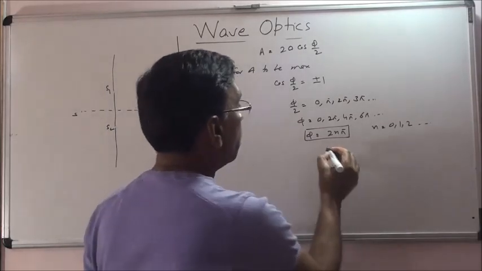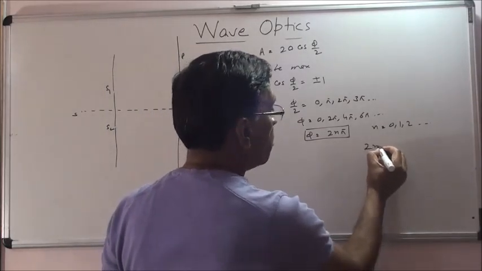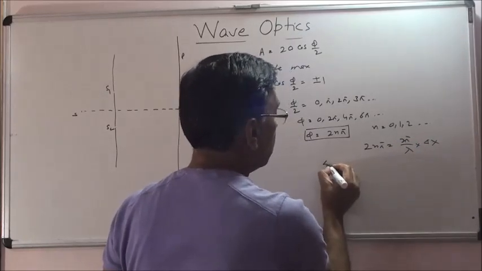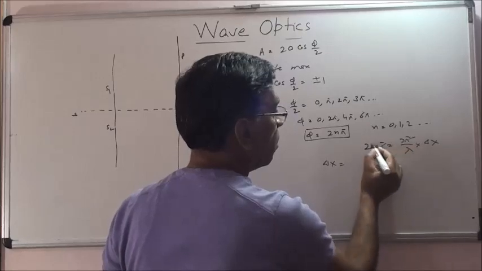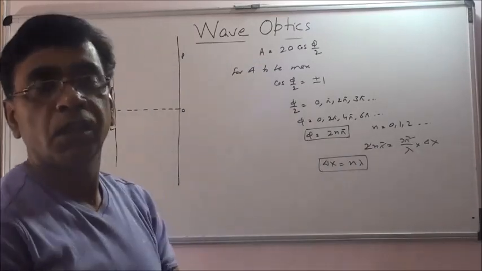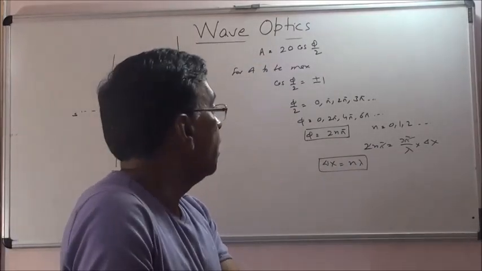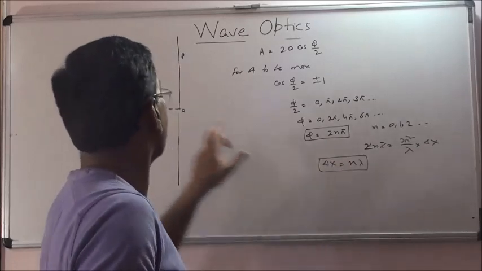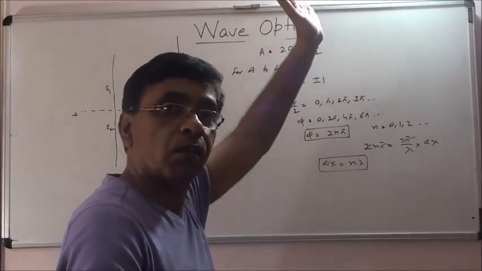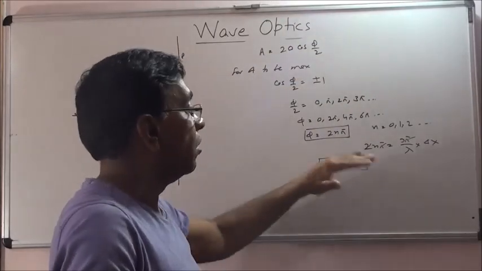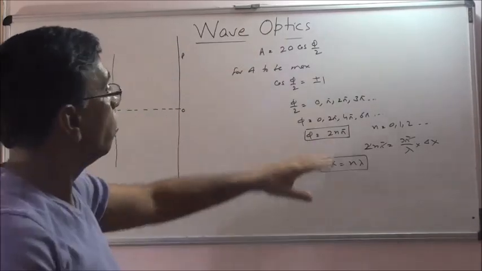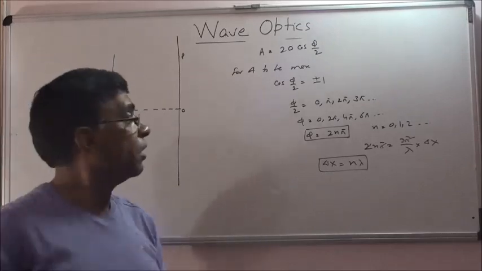Or in terms of path difference, phase difference is equal to 2 pi by lambda into path difference. So delta x will be n lambda. This is the condition to get maximum intensity. The path difference S2P minus S1P should be n lambda. We discussed it logically, how lambda, 2 lambda, 3 lambda, 4 lambda give us maxima. Now we have derived it mathematically.